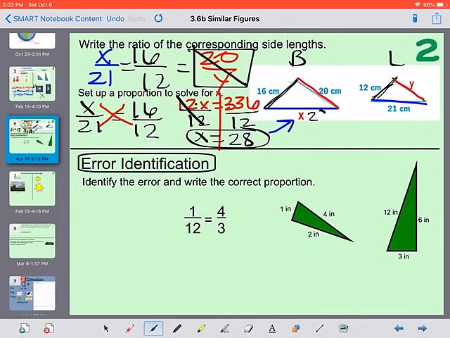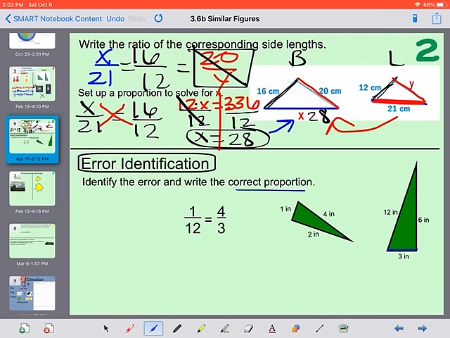Now think, does 28 make sense for right there? Well, it has to be bigger than the other triangle, the small triangle that we had. It was 21, so yeah, that does make sense that 28 could be that length. Next, let's take a look at some error identification. It says identify the error and write the correct proportion. So we have our 2 triangles here. I'm just going to make sure I know which sides are corresponding to each other.